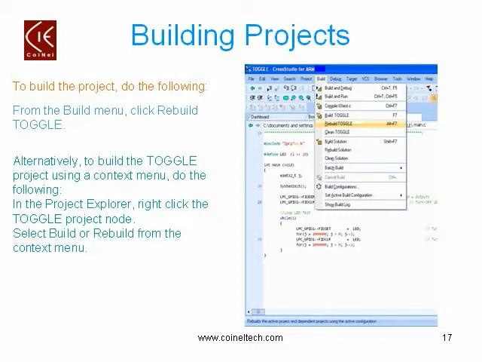After adding your files to the project, the next step is to build your project. To build your project, go over to the Build menu and then click on the Rebuild toggle option. Alternatively, to build the toggle project using a context menu, do the following. In the Project Explorer, right click the toggle project node and then select Build or Rebuild from the context menu.